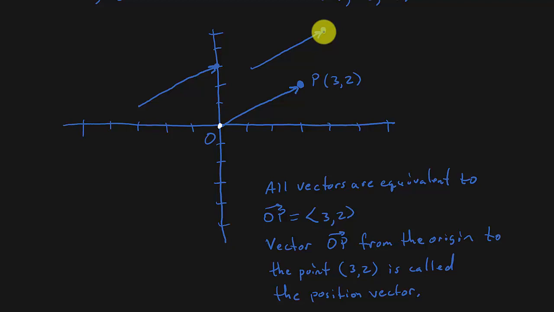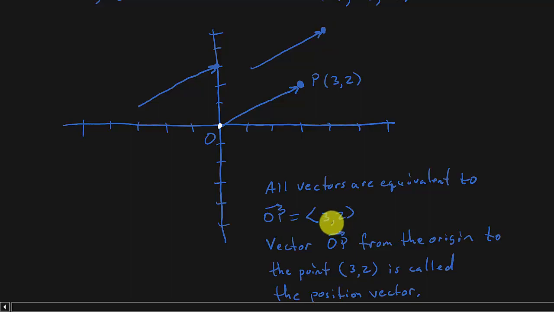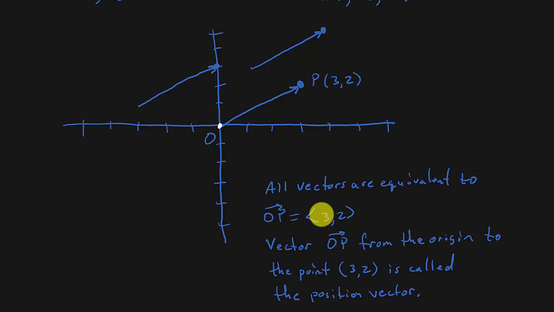So what we can do is think of these vectors as geometric representations of the algebraic vector OP, which is <3, 2>. I'm used to saying A when I do vectors. So they're the same vector. Their initial point is just in a different spot, but they have the same length and the same direction.